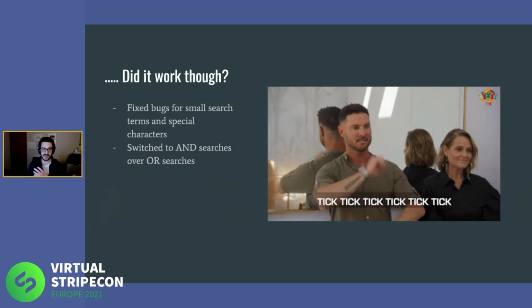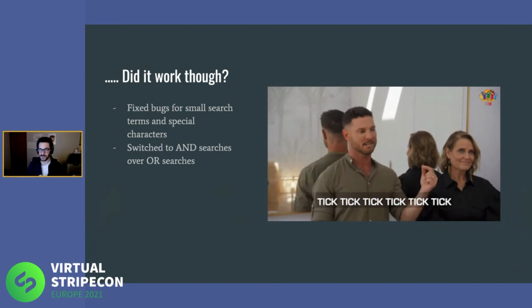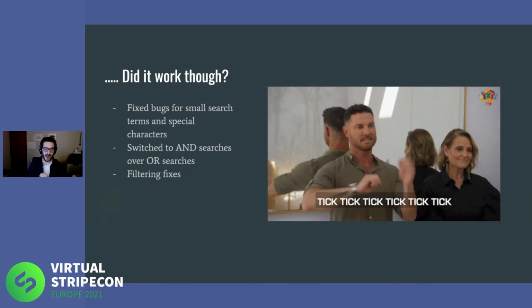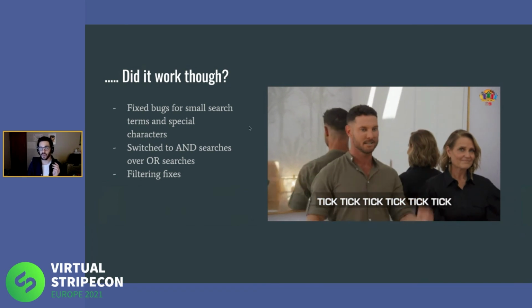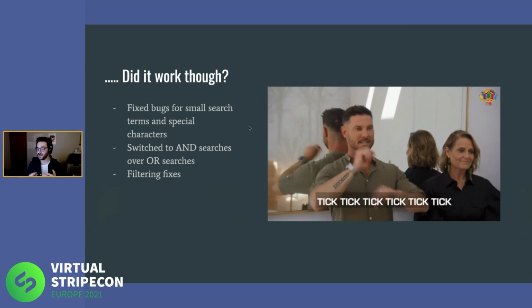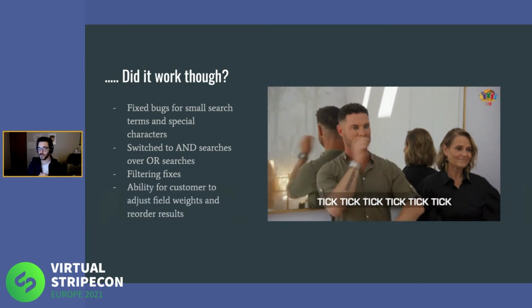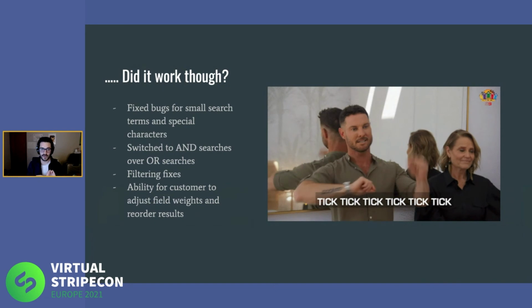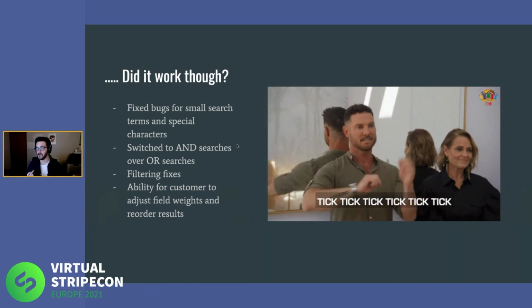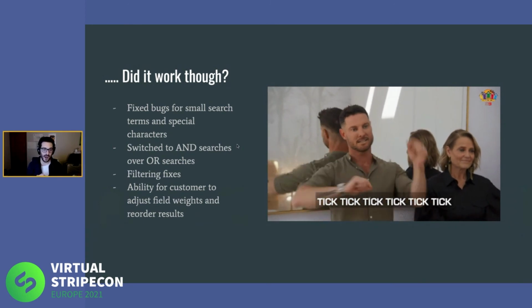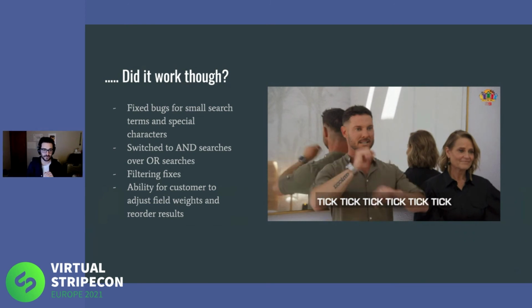We managed to switch very easily to AND searches instead of OR searches. I say easily, it was all of that sort of syntactical magic, but it was relatively easy to do. We had all the filtering fixes where if you were filtering by one taxonomy term, it would override the others or they would clash, but now that's behaving in the way they would expect. And most importantly, the customer now has access to the dashboard so they can adjust the weighting of fields. They can say the title is very, very important and the file content not so much. And they can do what I was talking about, where you manually reorder the results as they come in.